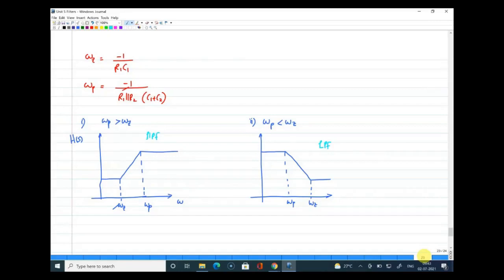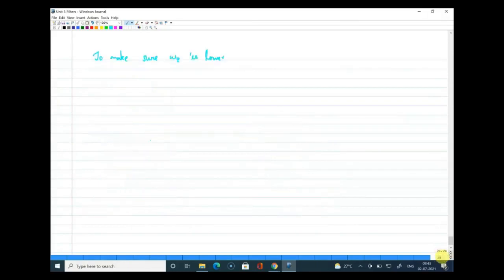For omega z to be lower, 1 by R1 C1 should be less than 1 by (R1 parallel R2) into (C1 plus C2), right? Small R2 need not always give a lower value of omega p, because small R2 can be one possibility, C2 greater than C1 can be another possibility, right? So in general, how can we summarize?